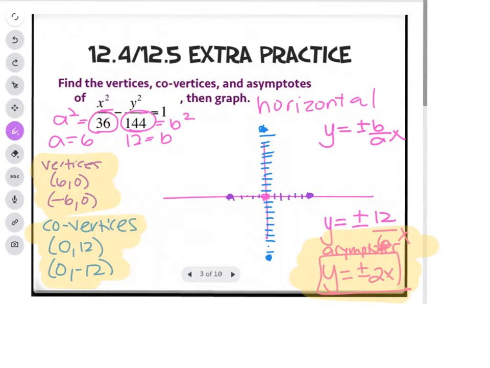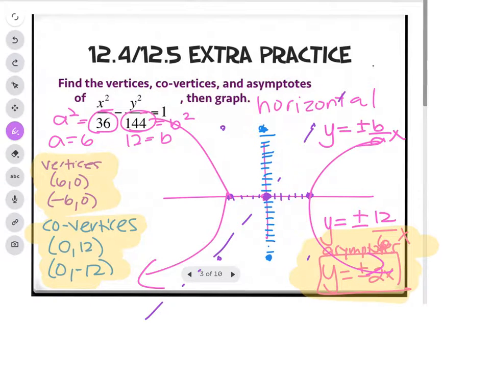Questions on that one? Obviously this would be my horizontal. This would look like this, and this, and this, and this. And the asymptotes would go through here, would go up to and over 1 all the way up to the box, completing the box. There, and there.